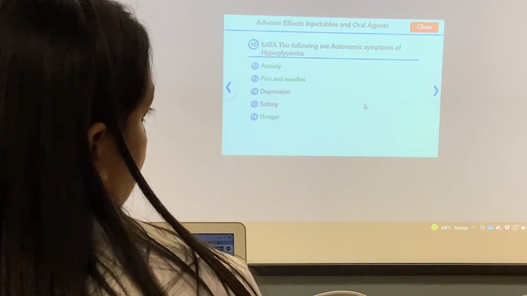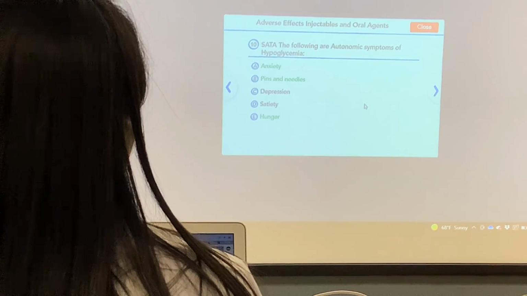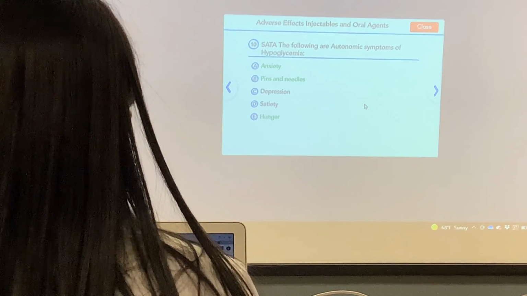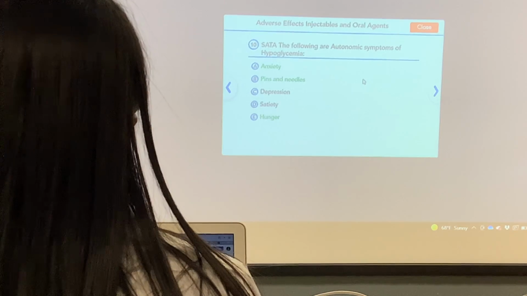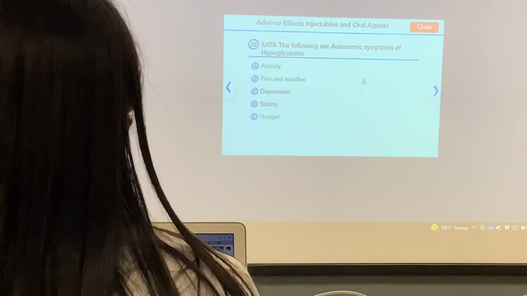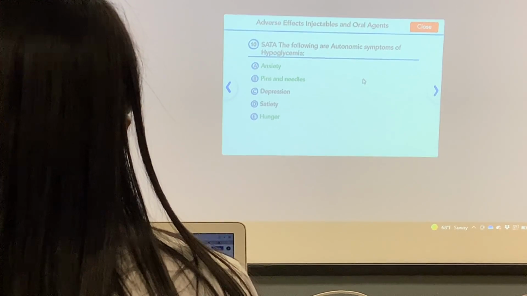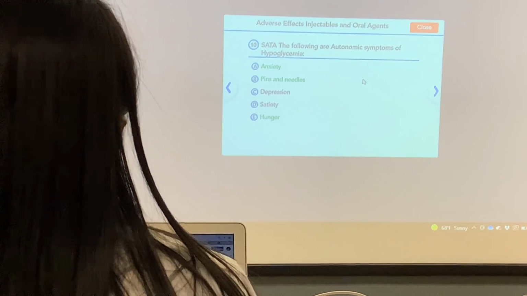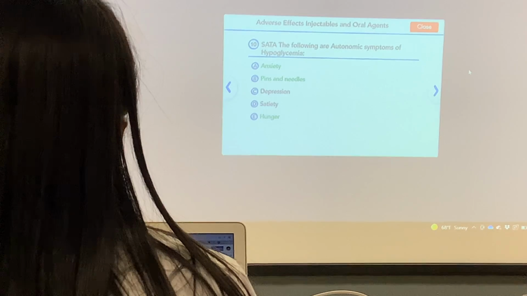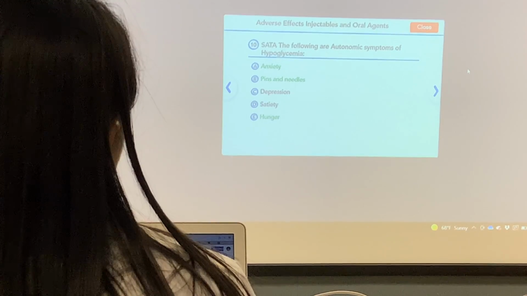And the last question is, select all that apply: the following are autonomic symptoms of hypoglycemia. So we have anxiety, we have pins and needles, and hunger. Not depression or satiety. Anxiety is, but depression is not.